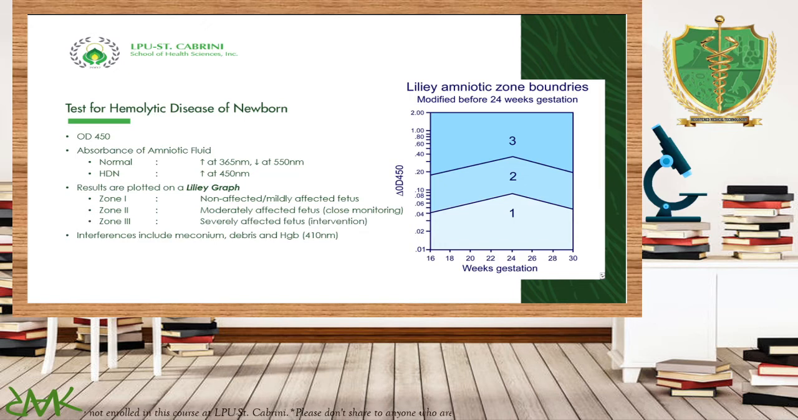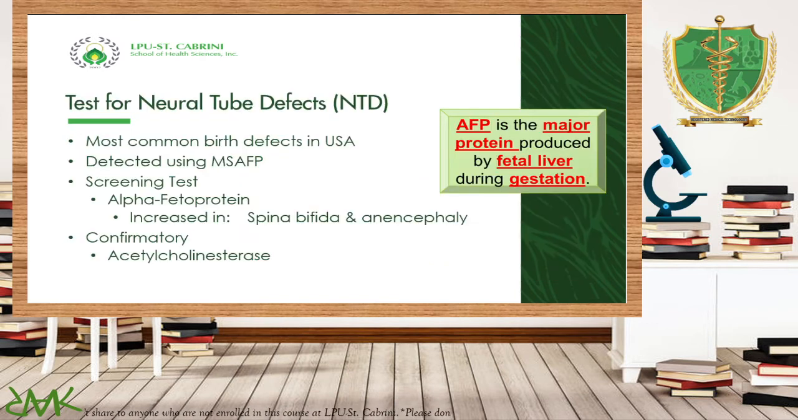Now, what are the interferences included in the test for hemolytic disease of the newborn? Meconium, debris, and hemoglobin affect the test for hemolytic disease of the newborn.